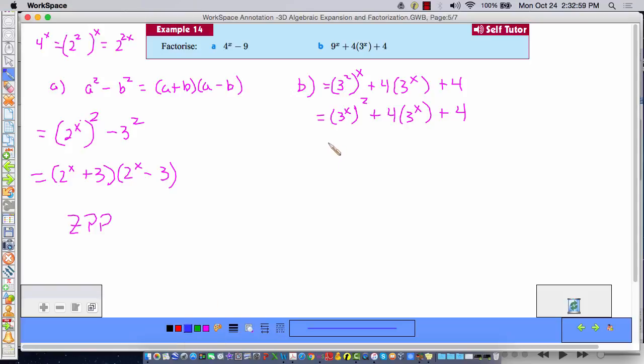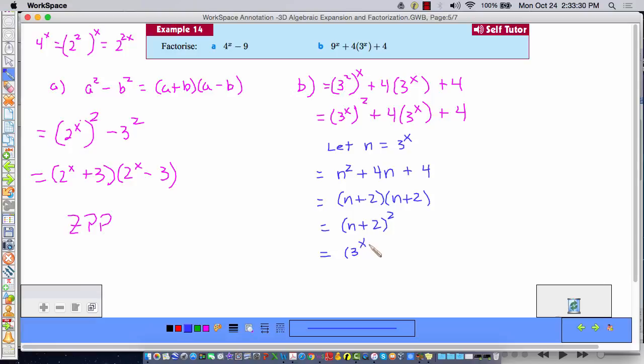One way to see that more clearly is to say, let n, or your favorite variable, equal 3 to the x, and then rewrite this. Then we would have n squared, replacing 3 to the x with n, plus 4n plus 4. Well, that's equal to n plus 2 times n plus 2, which is n plus 2 squared, which is replacing 3 to the x back in, 3 to the x plus 2 squared.